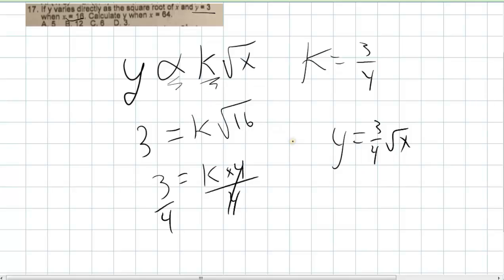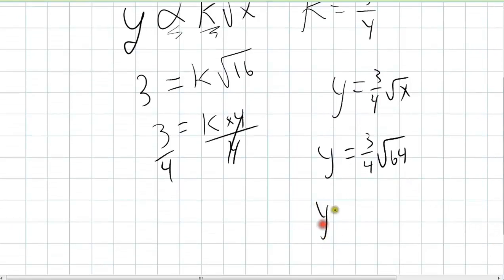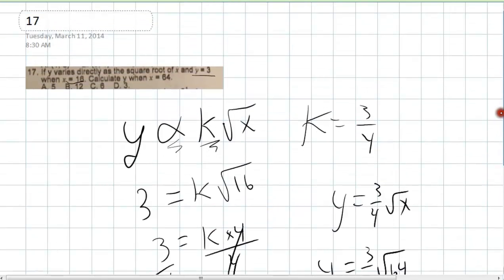So when x is equal to 64, y is equal to 3/4 times the square root of 64. So what's the square root of 64? Well, that's 8. So y is equal to 3/4 times 8. And remember, a whole number 8 can be written as 8 over 1. Okay, so then that'll help us do some simplification here. And then we get 3 times 2 is 6. And this simplified here, so our answer is just 6.